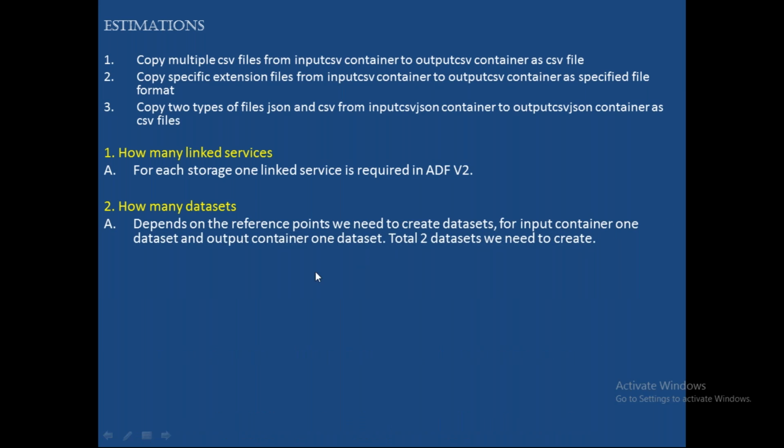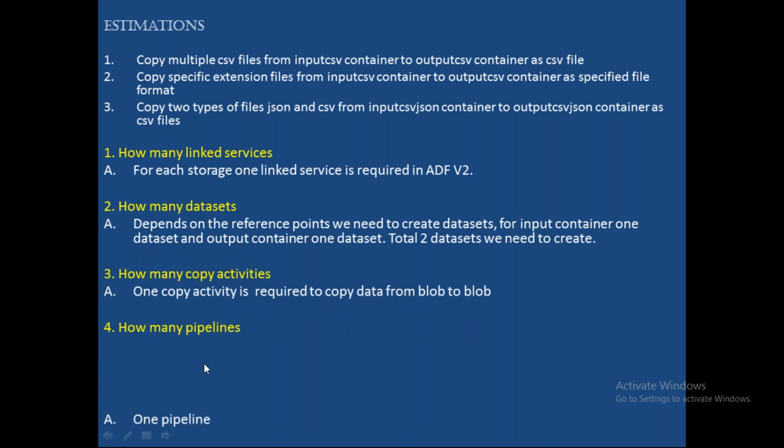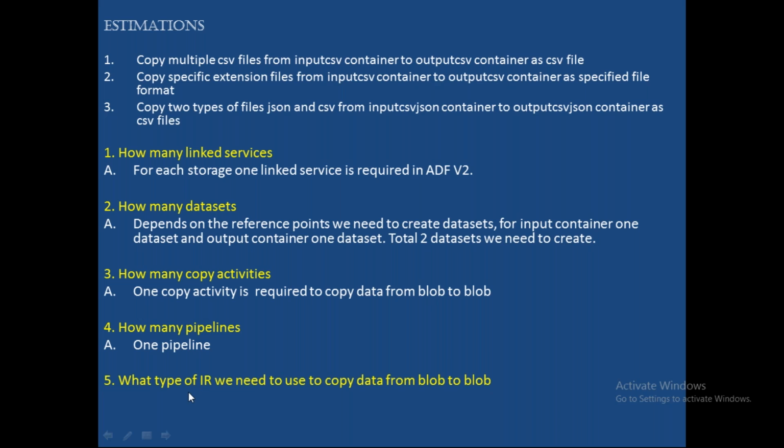Okay, so input container one data set, output container one data set. Total two data sets we need. Okay, next, how many copy activities do we need? One copy activity is required to copy data from blob to blob. We discussed how many pipelines: one pipeline. And what type of IR do we need? Azure Integration Runtime. Okay, next.